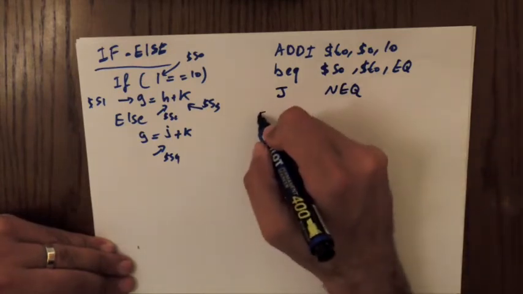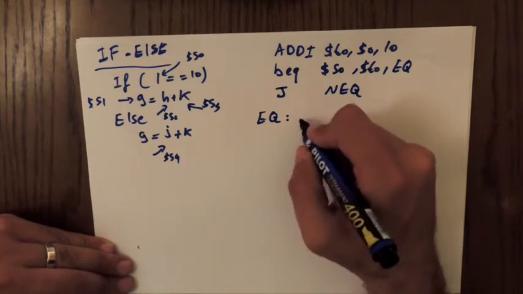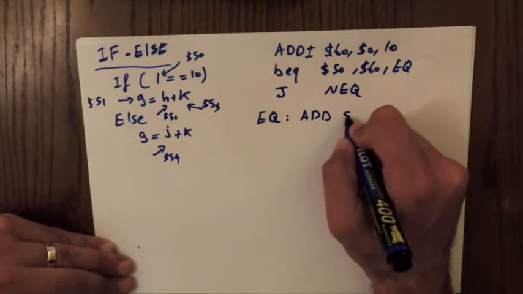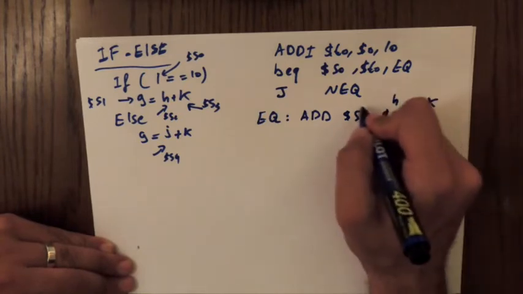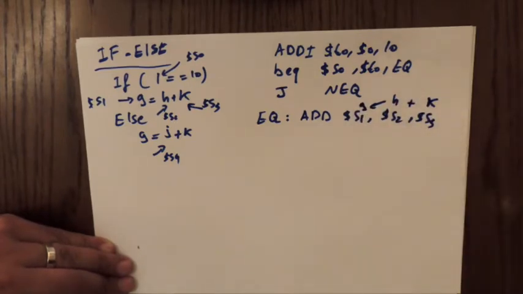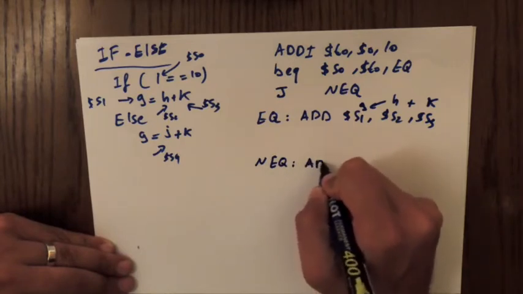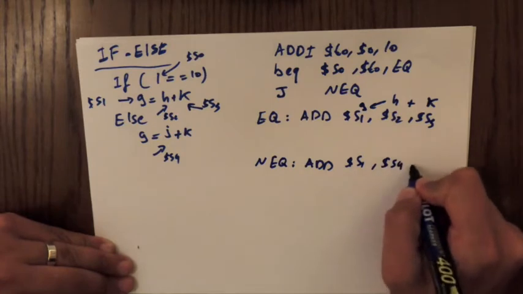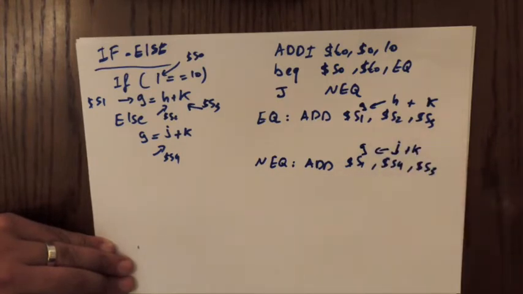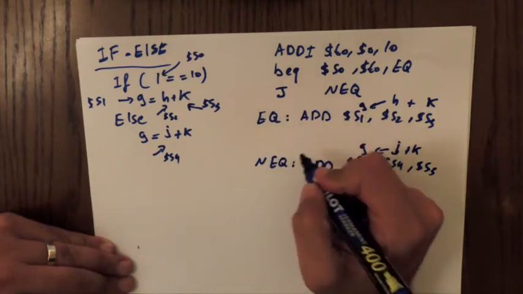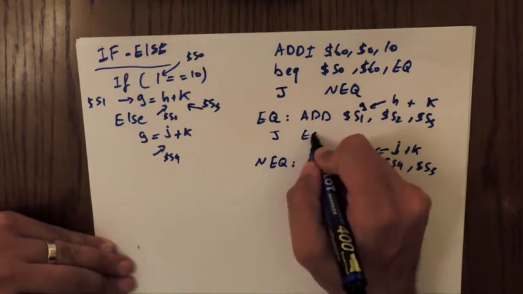So if this is equal, what do I need to do? I need to add h to k and store it in g. So I'm gonna say add dollar s1, dollar s2, dollar s3. So I'm gonna add h to k and store them in g. And now I need to add, I'm gonna keep a distance here, and what's not equal? I'm gonna add dollar s1 to dollar s4, dollar s3. So I'm saying g is equal j plus k. Now I need to add another, so these will not happen next to following each other. I need to add an unconditional jump here to exit somewhere out.